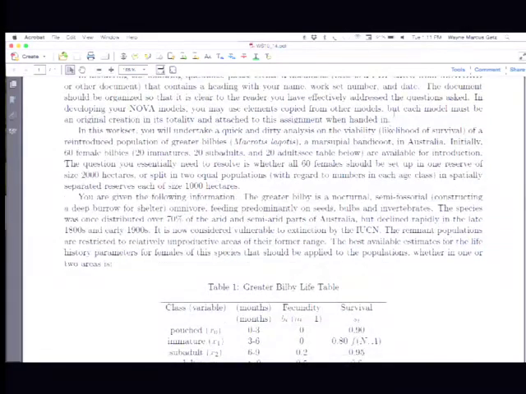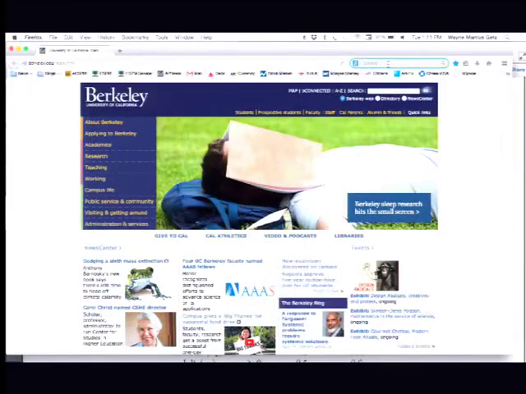So in this work set, you'll undertake a quick and dirty analysis on the viability of a reintroduced population of greater bilbies. Has anybody heard of an animal called a bilby? Okay, I hadn't heard of it until I was looking for a good animal for this assignment. But a bilby is Australia's equivalent of a bunny rabbit.